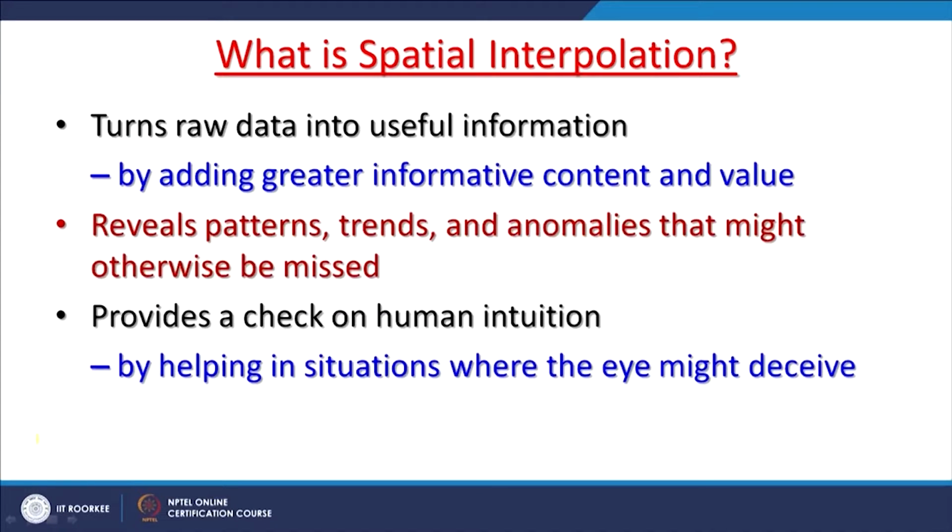Now, it also provides a check on human intuition, because for every location we do not have the information or data. So, we try to estimate data by looking at whatever data is in between. But if we apply some mathematical model through spatial interpolation, then this will have a check on our intuition and will create a surface which would hopefully be more reliable than just predicting with our eyes only. So, this helps in that situation where our eye might deceive.